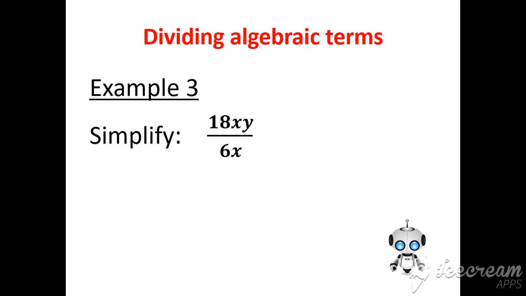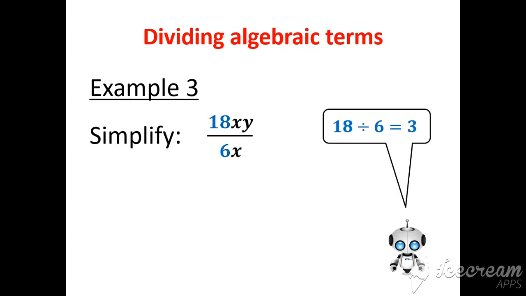All right, let's get on to number 3 and get a little bit harder. Here we go. Let's simplify 18 times x times y, 18xy, divided by 6x, or 6 times x. Now we're going to do the coefficients first. So let's go 18 divided by 6. That gives us a nice whole number of 3. So let's write down 3.